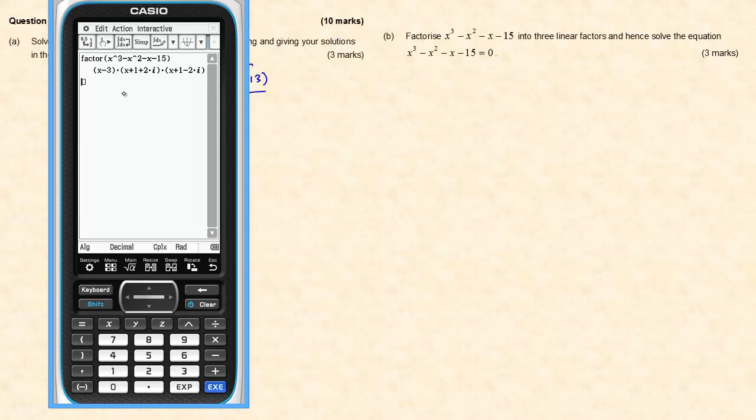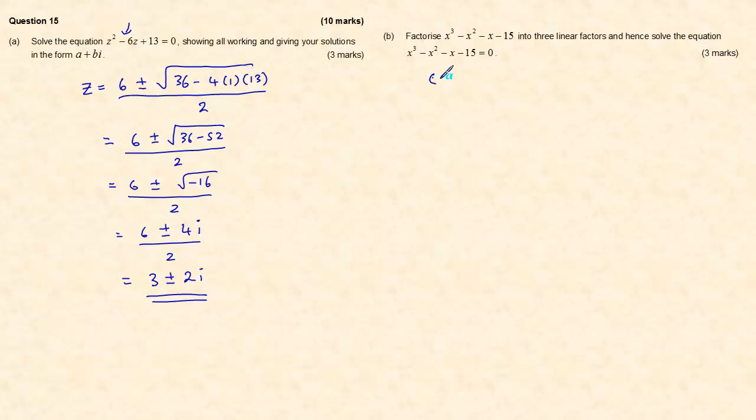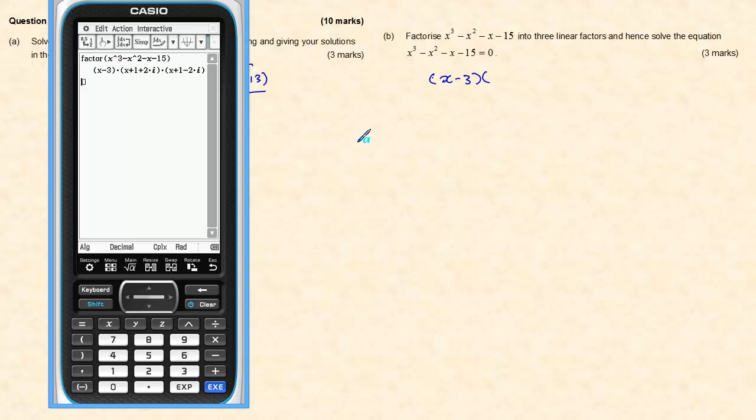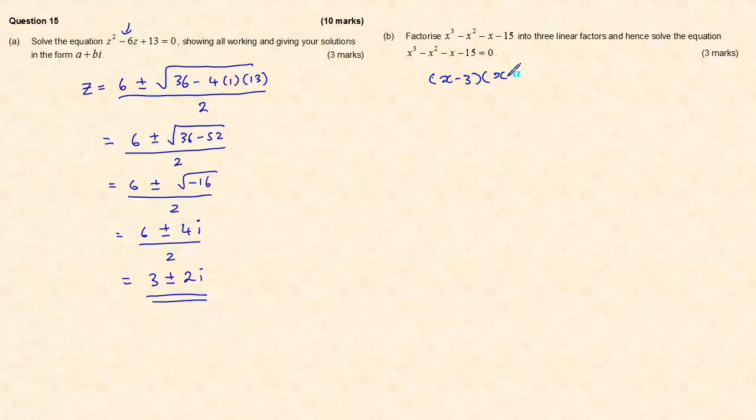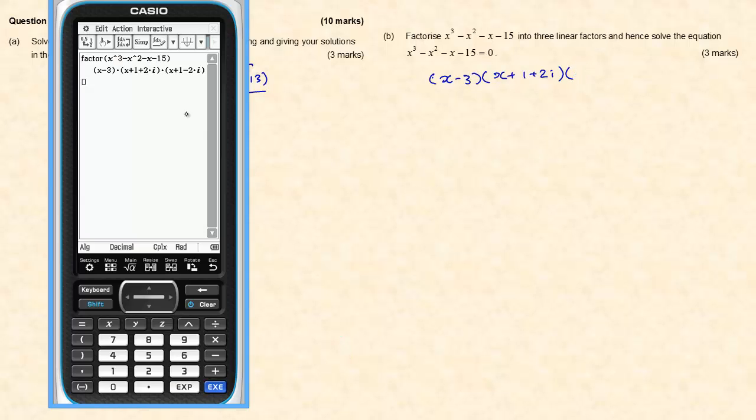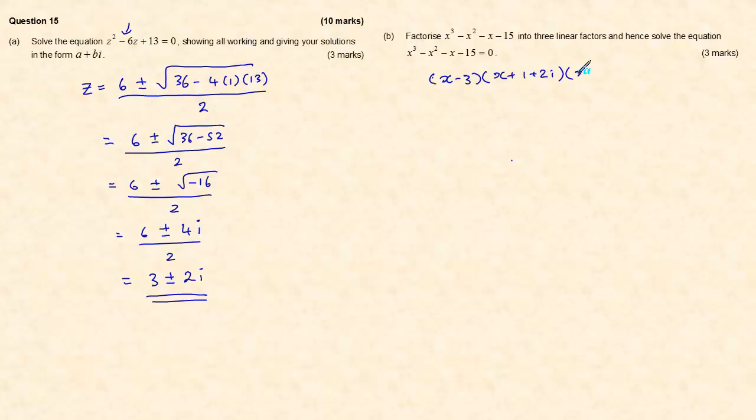So it gives me x minus 3, so that's a real factor, x plus 1 plus 2i, and I know the other one because it will be the conjugate, but let's just look at it, x plus 1 minus 2i.